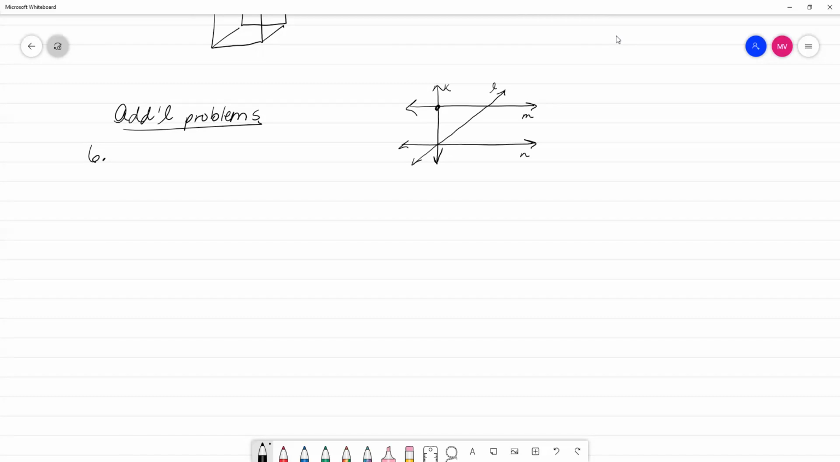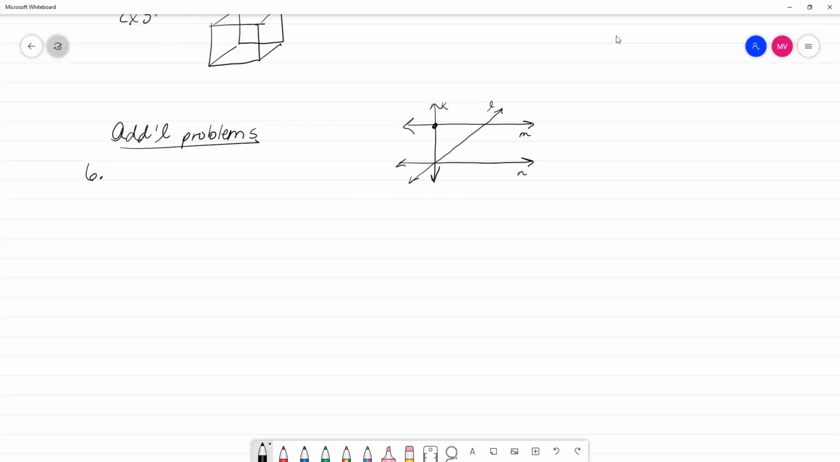And then we have point R, where lines M and K are concurrent. Point T, sorry. Point V, point S, and point W. All right, so the question, oh, I put a 6 there. Okay, number 1, are points R and W collinear?